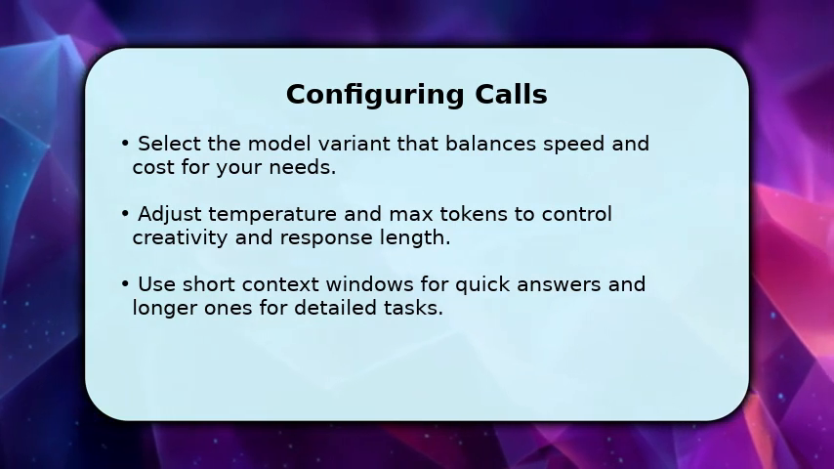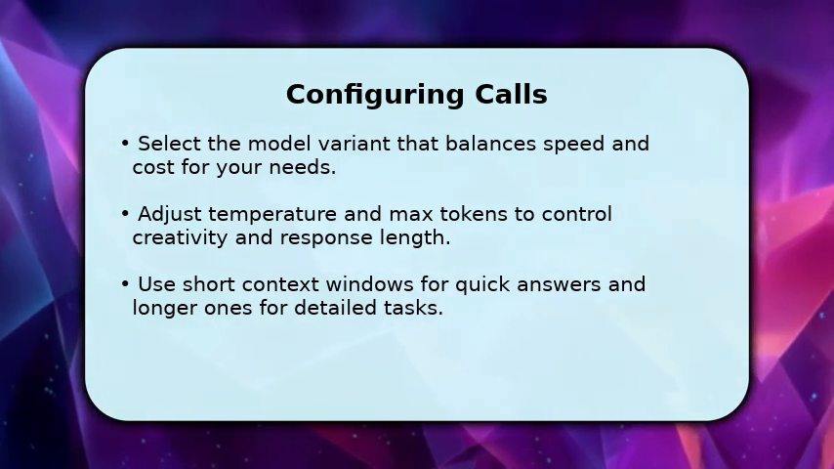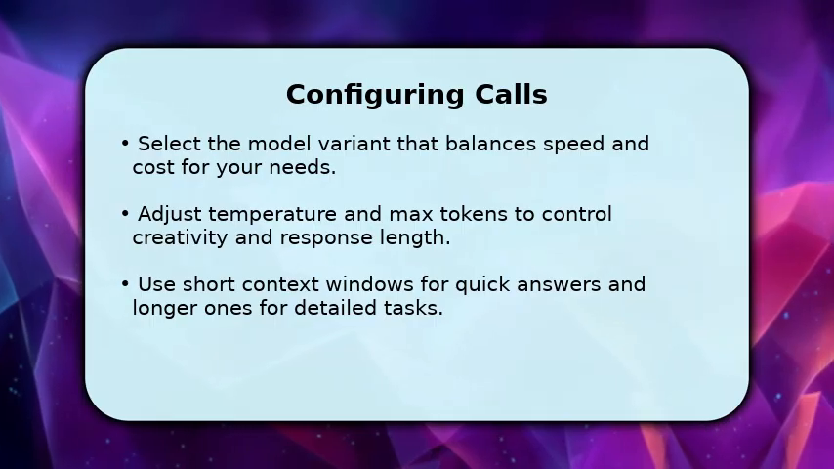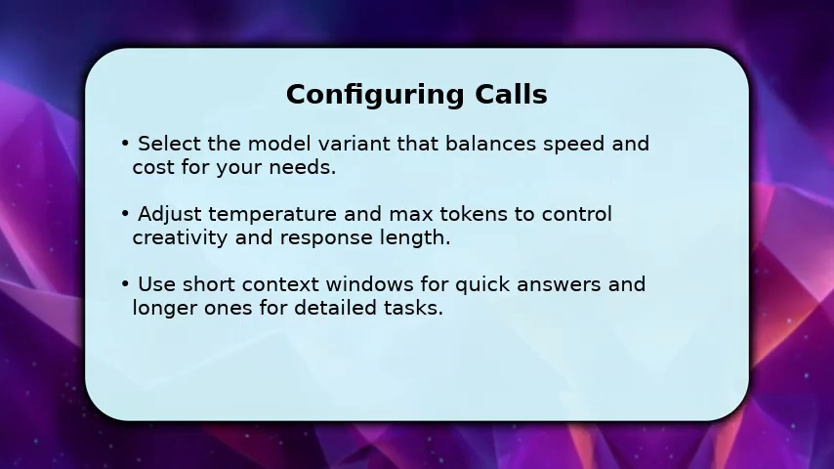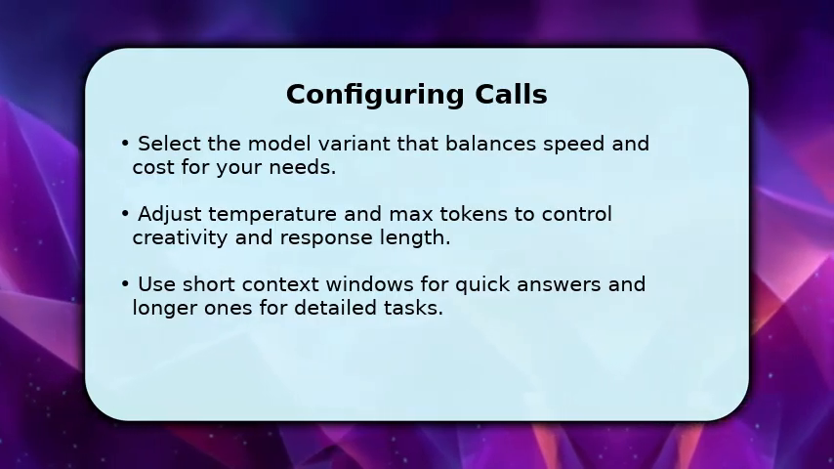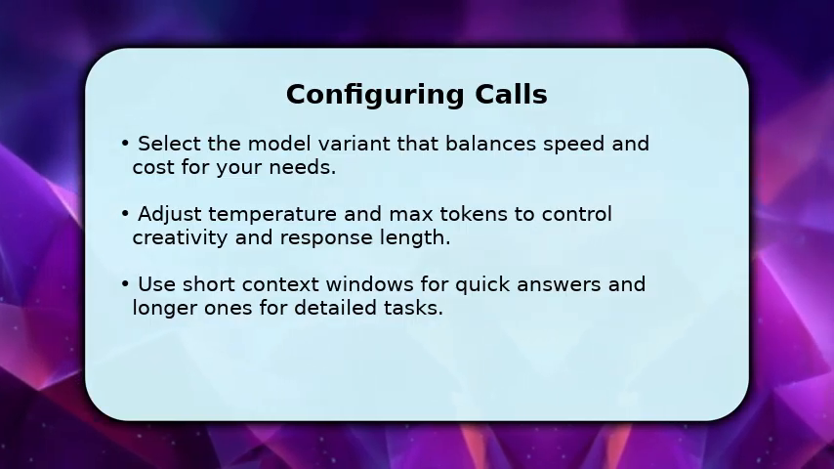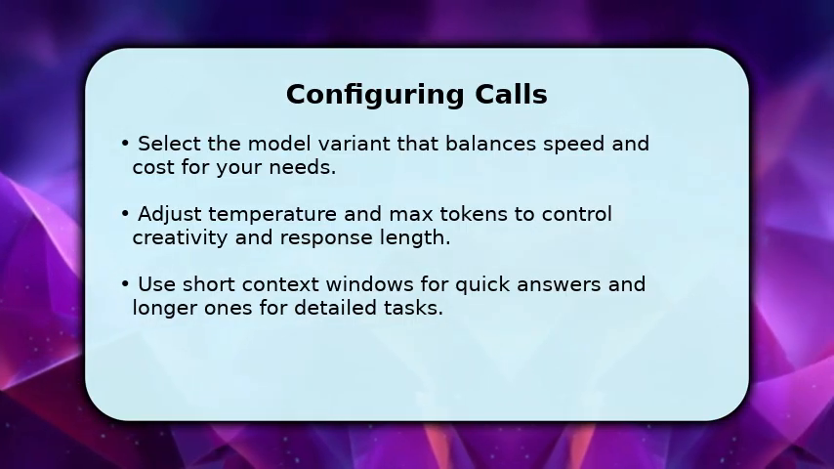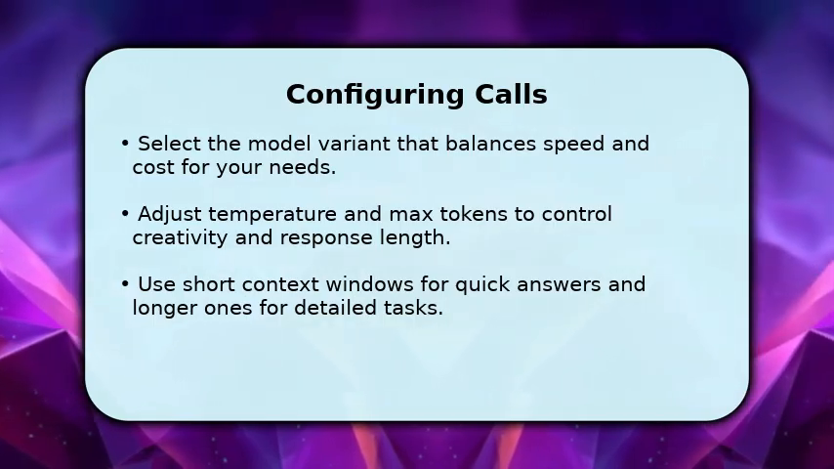Start by choosing a model variant that balances latency and cost, then set temperature and max tokens to shape creativity and length. Include a concise system prompt to guide tone and behavior, and pass only essential context to avoid token waste. Test various settings with a standard prompt, observe differences, and document the configuration that works best for repeatable results.